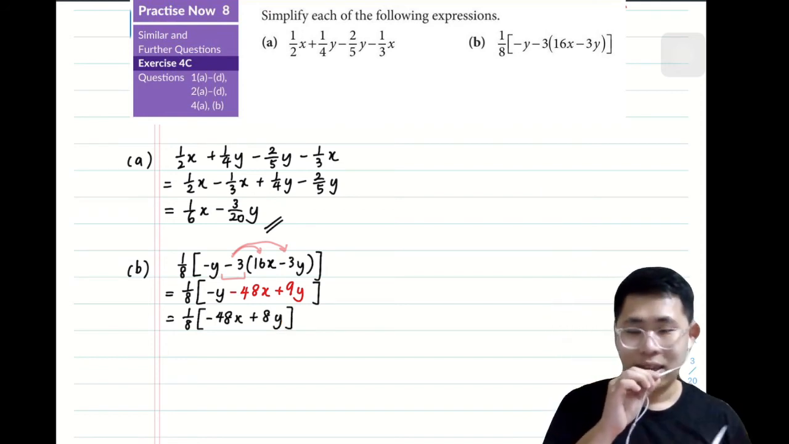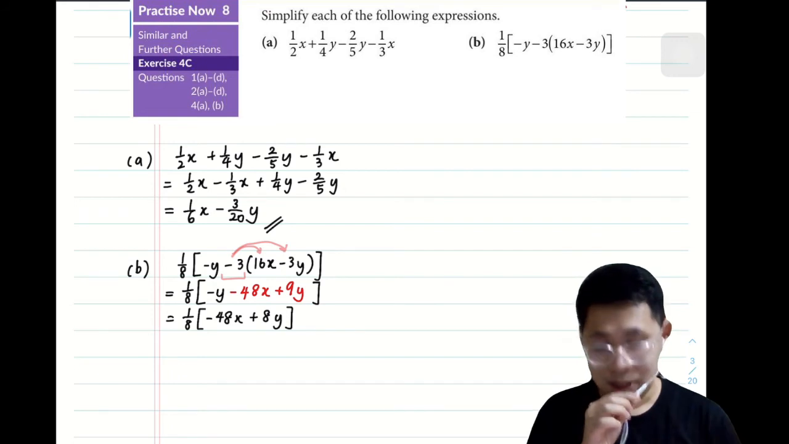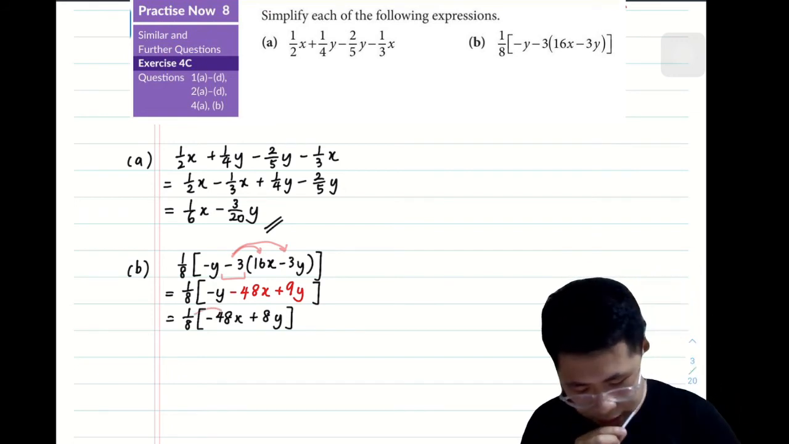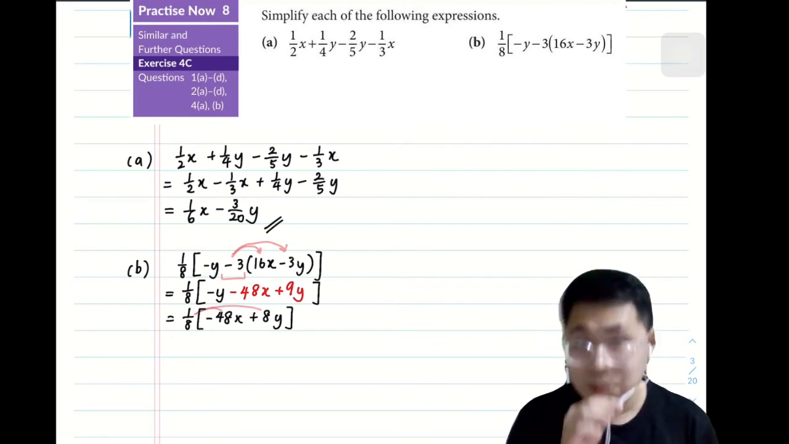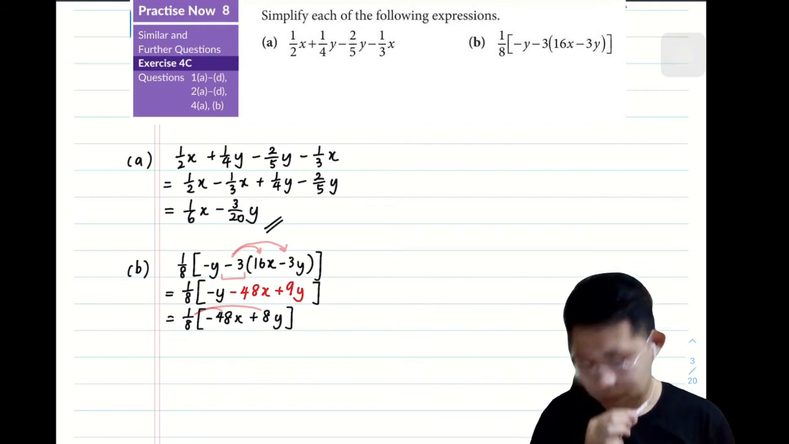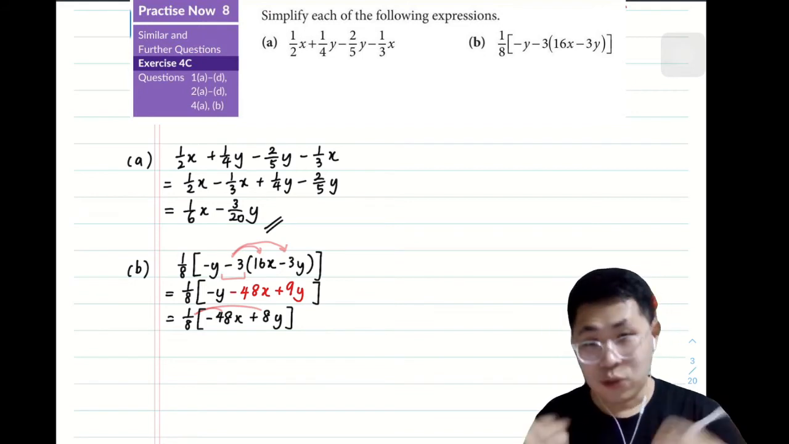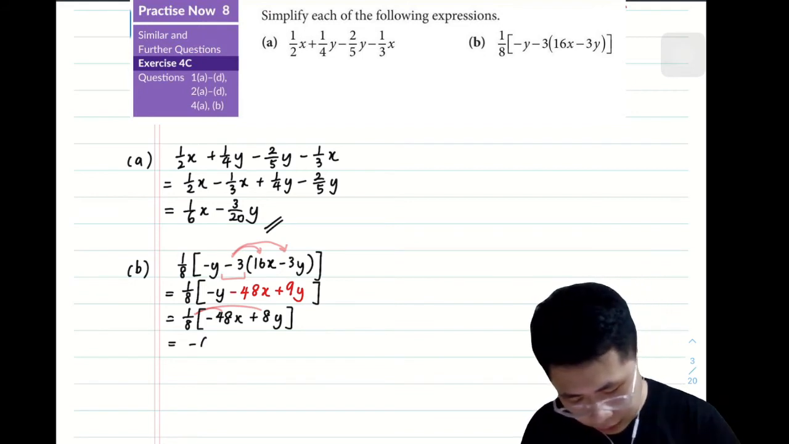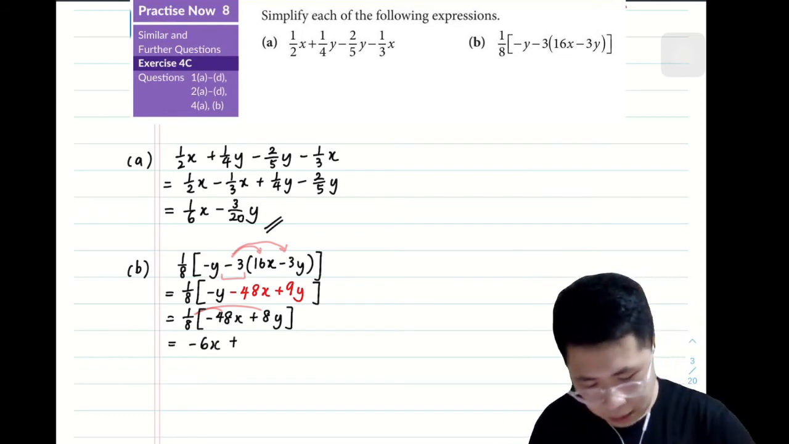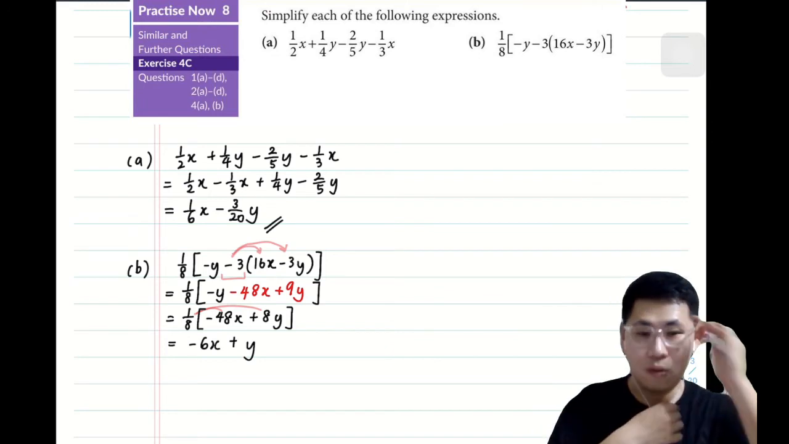Then the next step is 1/8 times the bracket. We just expand the 1/8 in. So 1/8 times negative 48, use your calculator, you should be able to get negative 6x. Then 1/8 times 8y, we've got a plus 1y, but we're going to write it as y.